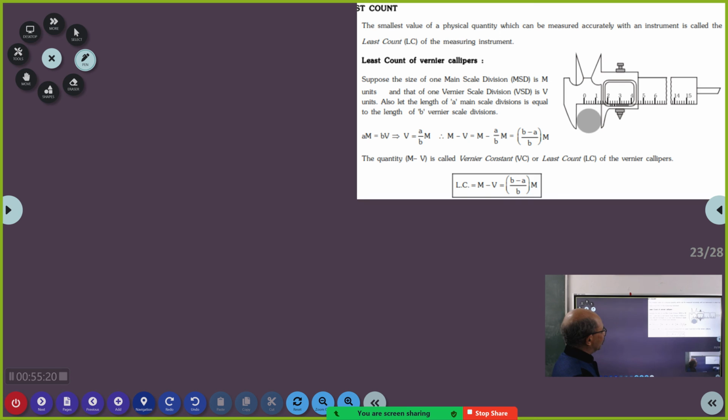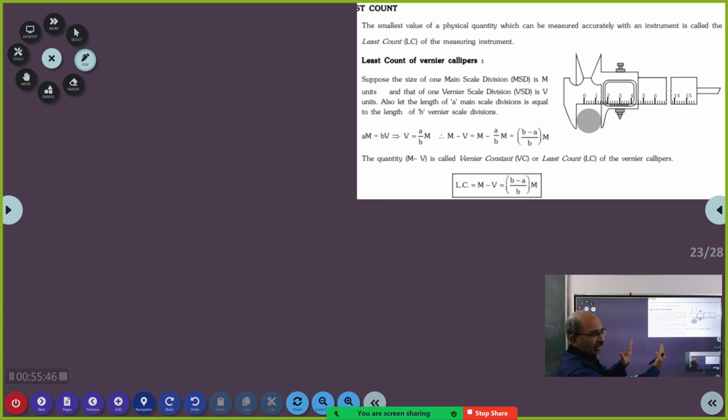Okay, see here. Let the length A on the main scale division be equal to length B on the vernier scale division. I just wrote it in a different manner, but this is what it means. They are telling you the maximum. Now I showed you with only 10.